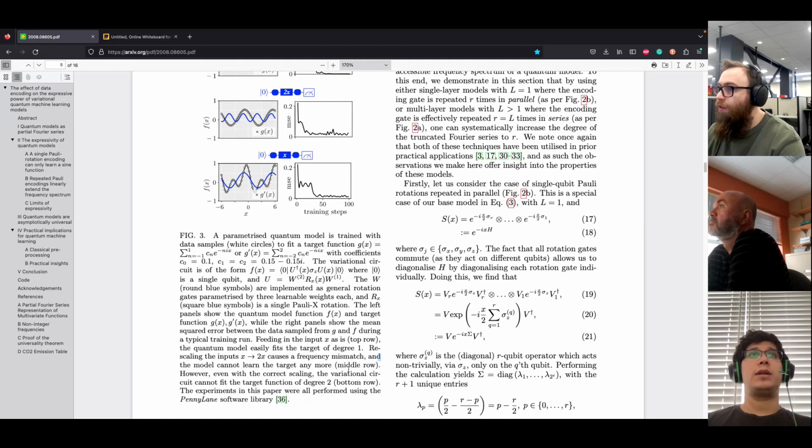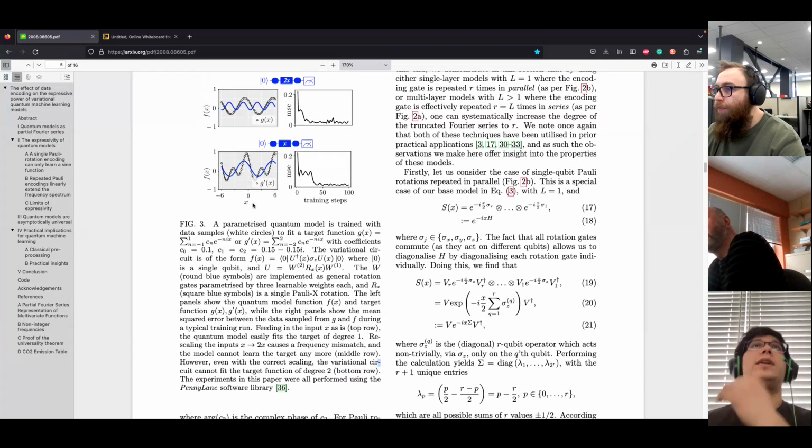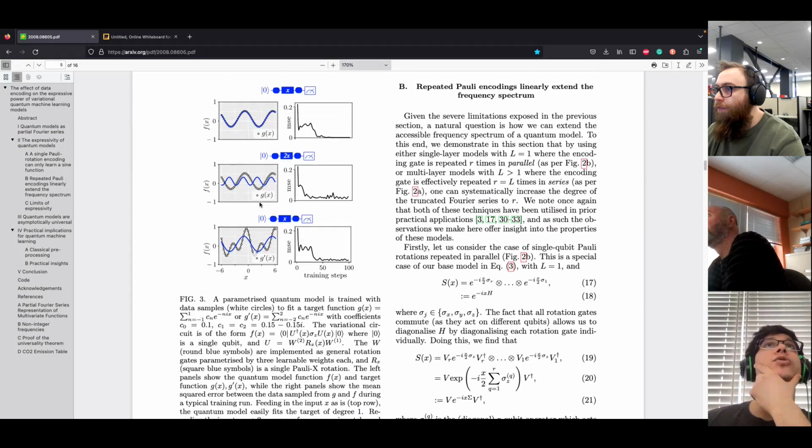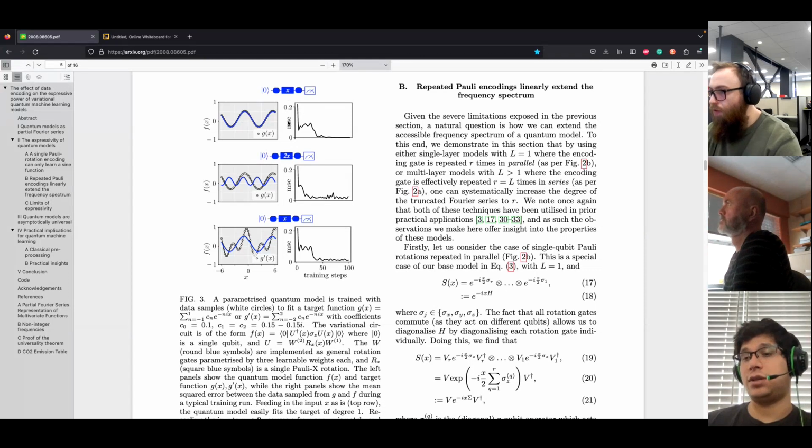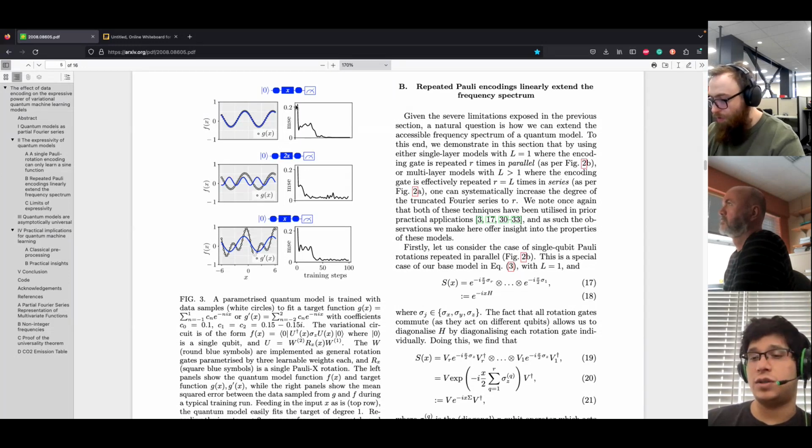Now, what else? Even with the correct scaling, the variational circuit cannot fit the target function of degree 2. Bottom row. The experiments in the paper were all performed using the PennyLane software. Okay. Yeah. So in this case, they used the same circuit that's in the beginning, because they say, okay, look, this circuit is fitting this function correctly. So that means it's a good model. Maybe we can fit another function. So this is the G prime. Now the function is different. And they use exactly the same model. And they show that this model cannot fit this new data.